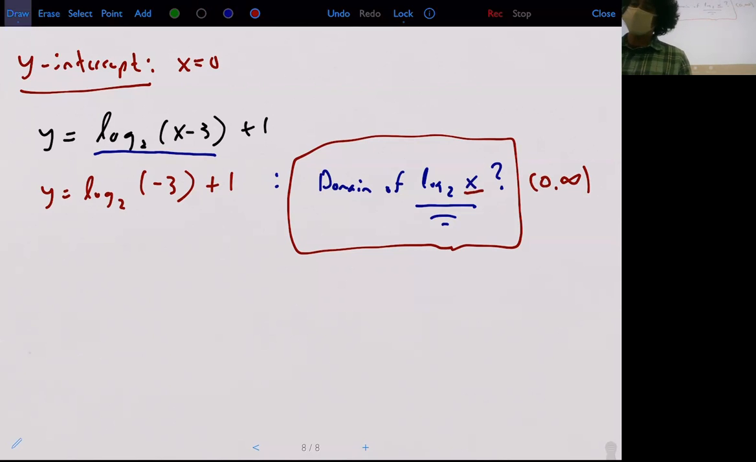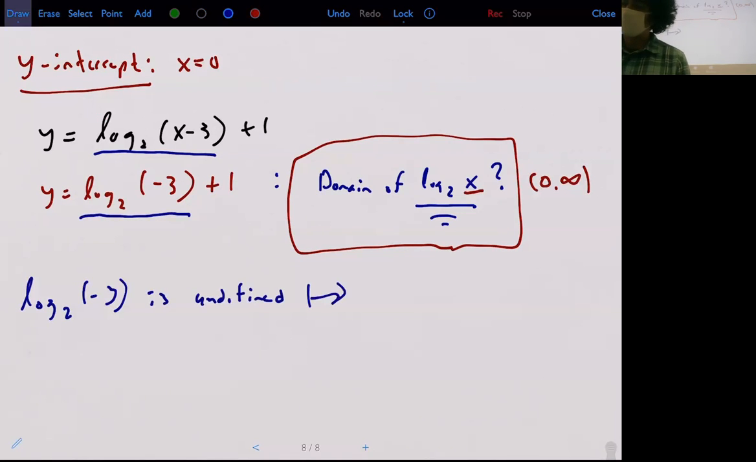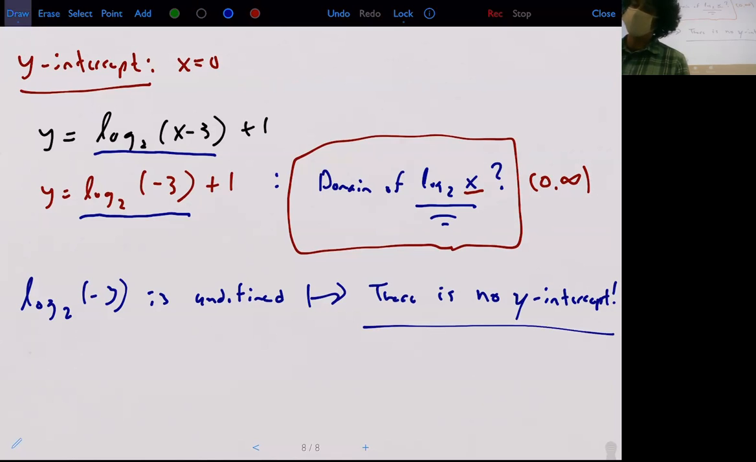So that means that our logarithm is not defined when we plug in this negative 3 here. And since our logarithm is undefined, this is going to imply that there is no y-intercept. And so the solution to this particular problem does not exist.